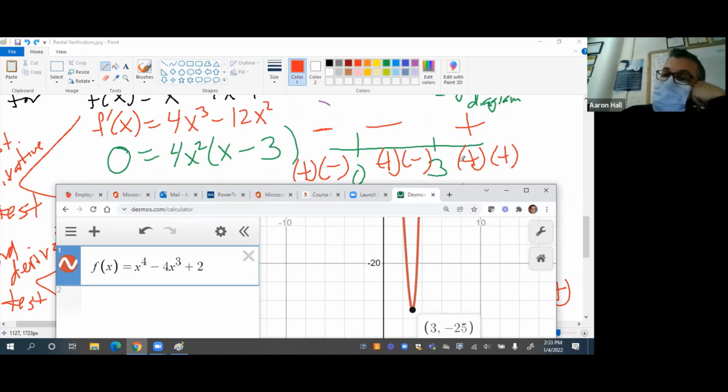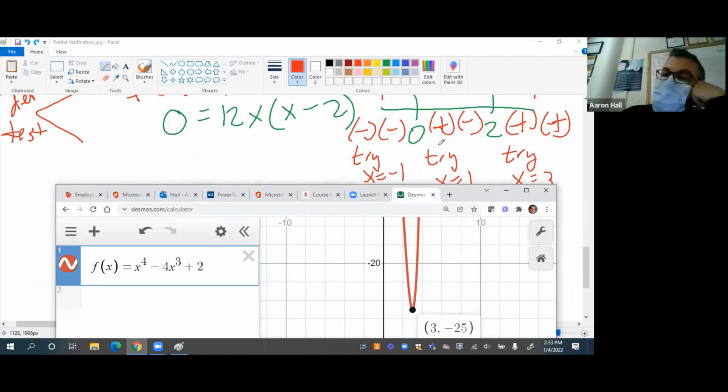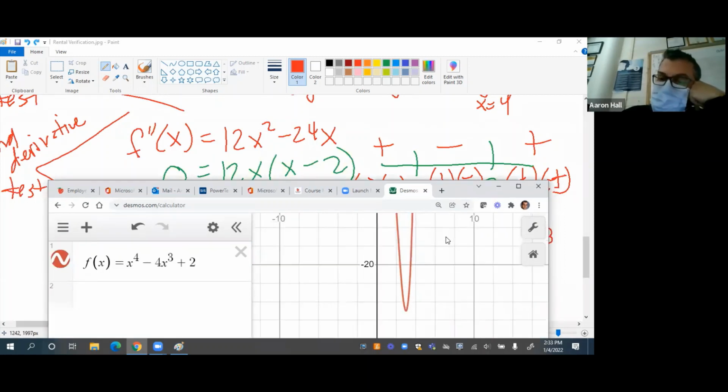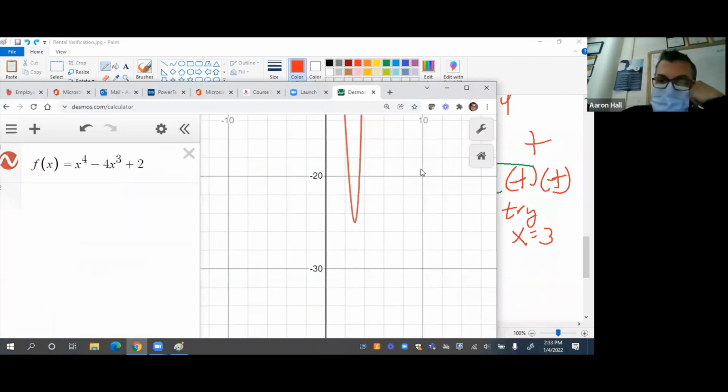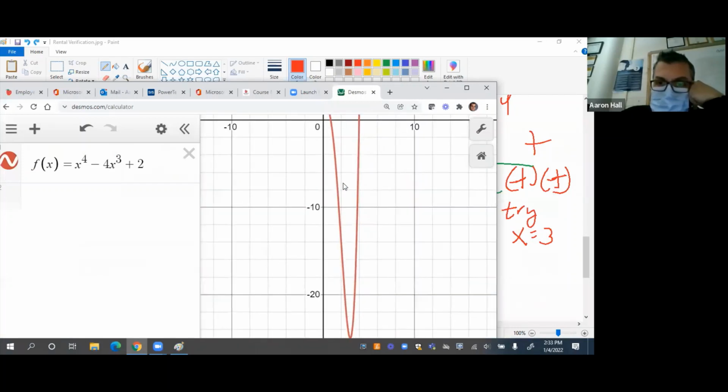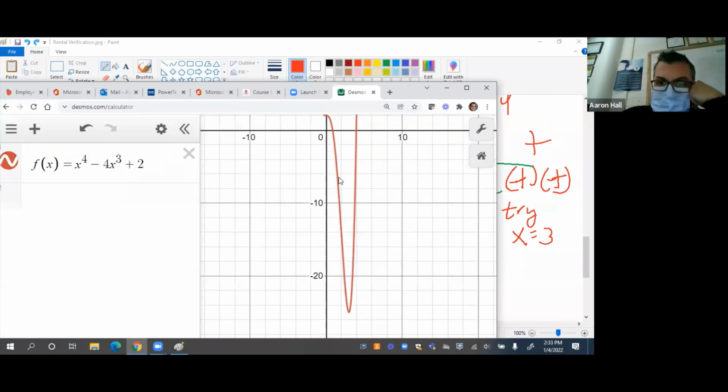Now we also found a non-stationary inflection point when x is equal to 2. So we said we have a non-stationary inflection point when x is, oh, I missed it. Right there.